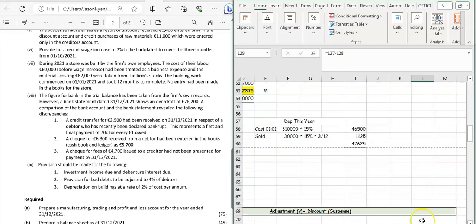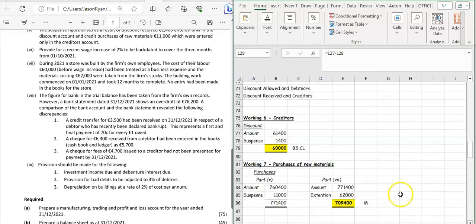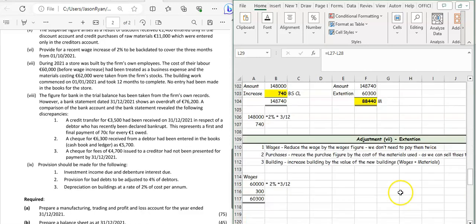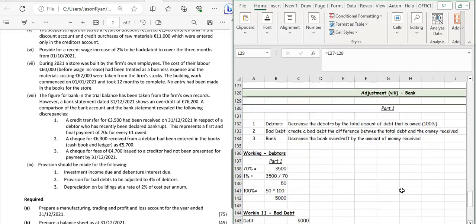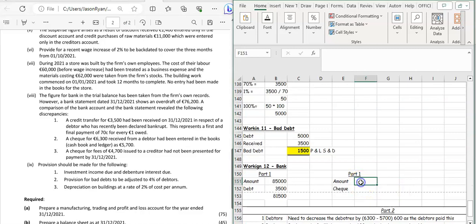And then we go down to our bank. So our bank overdraft, we would have received an extra 600. So then we need to reduce our bank overdraft by 600. So remember, we have a figure already from the first part, 81,500. We need to take away the 600 because we received an extra 600. So it's reducing our bank overdraft. So we'll get 80,900. That's going to go into your balance sheet in your creditors due within 1 year.